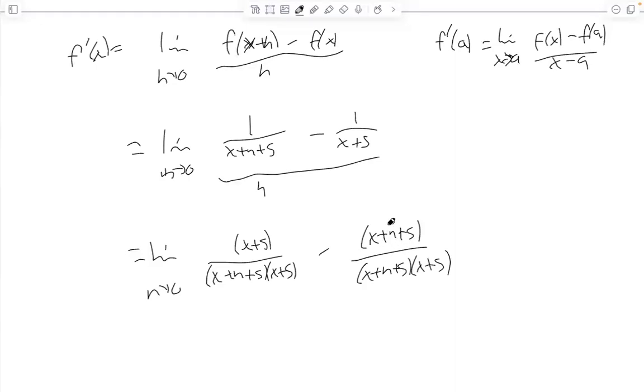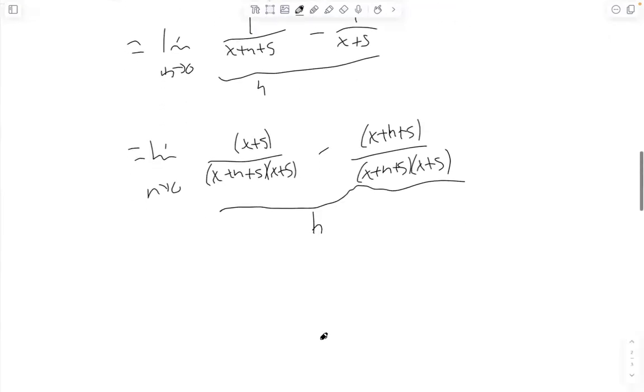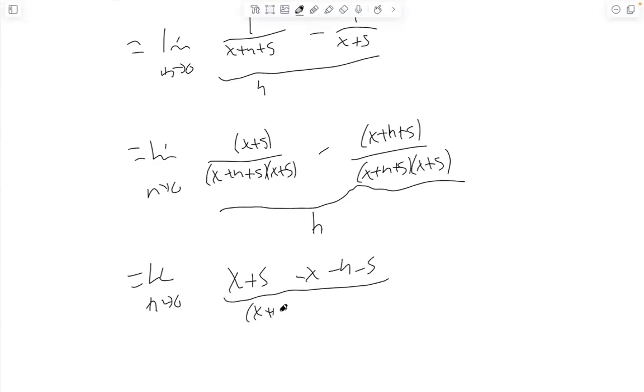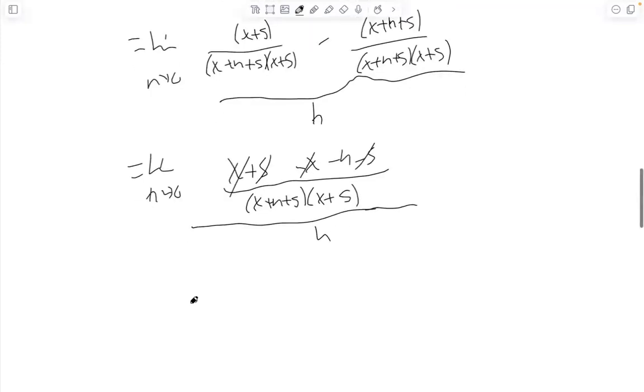Now I've got a common denominator. And don't forget, all over h. Every step, we're going to have all over h until we actually cancel the h. Okay, now I'm going to distribute that minus. So what do we get? We get x plus 5 minus x minus h minus 5. That's all over this stuff. And don't forget, oops, that's a 5 there. All over big fraction bar h. And look what happens, exact same stuff. That's a minus h though.